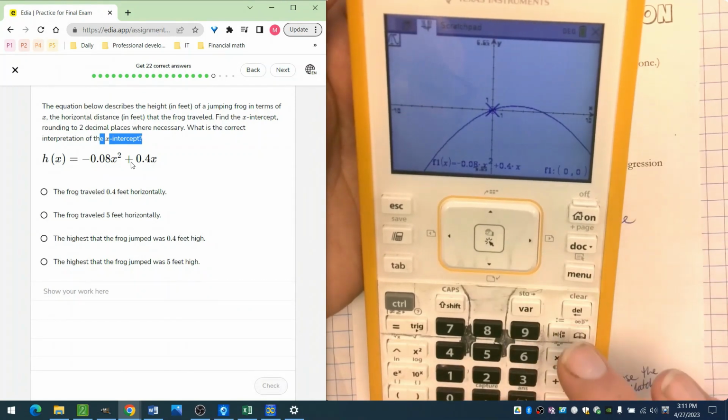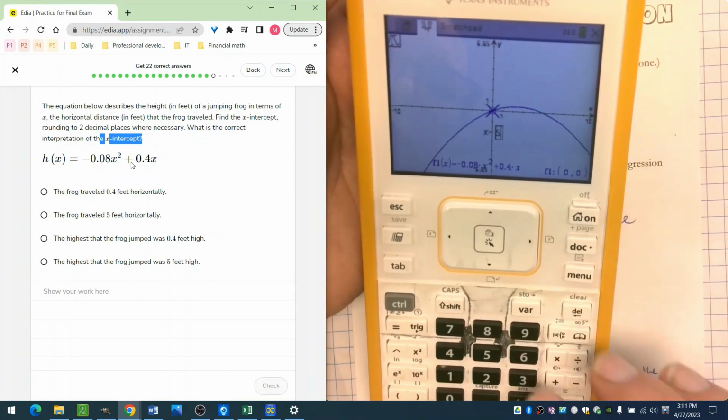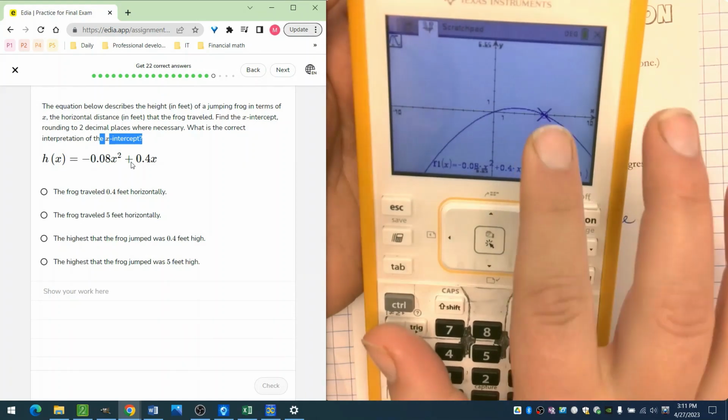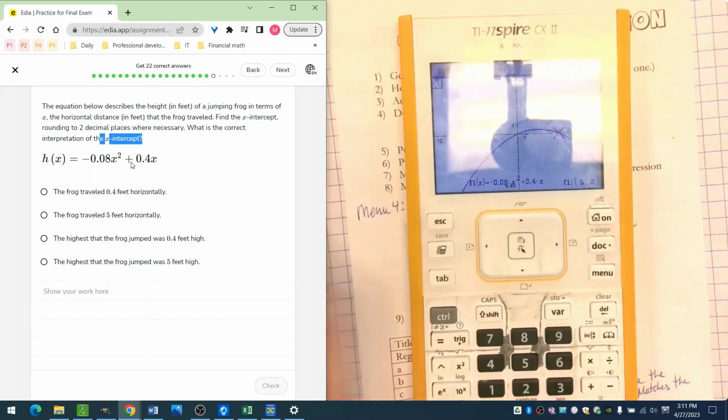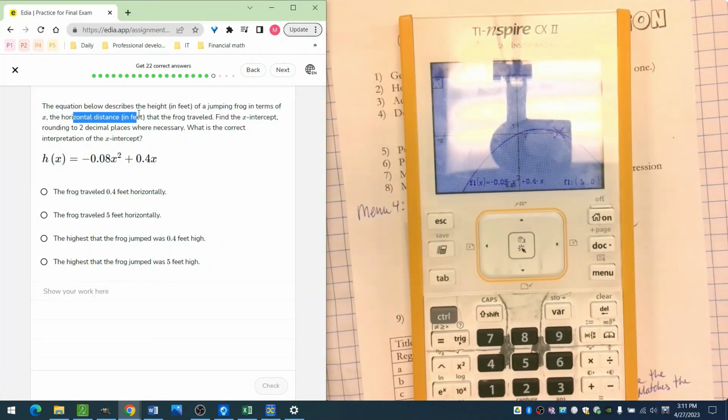Okay, so it goes through 0, 0, and it looks like about 5. Yeah, 5. So that means, what is it? Is it in seconds or feet? What is it? The horizontal distance in feet. Okay. So the x-intercept is going to be in feet. So we know it's going to be 5. Yes, so the equation is describing how tall. So h stands for the height, so the y is the height, and x is how far.